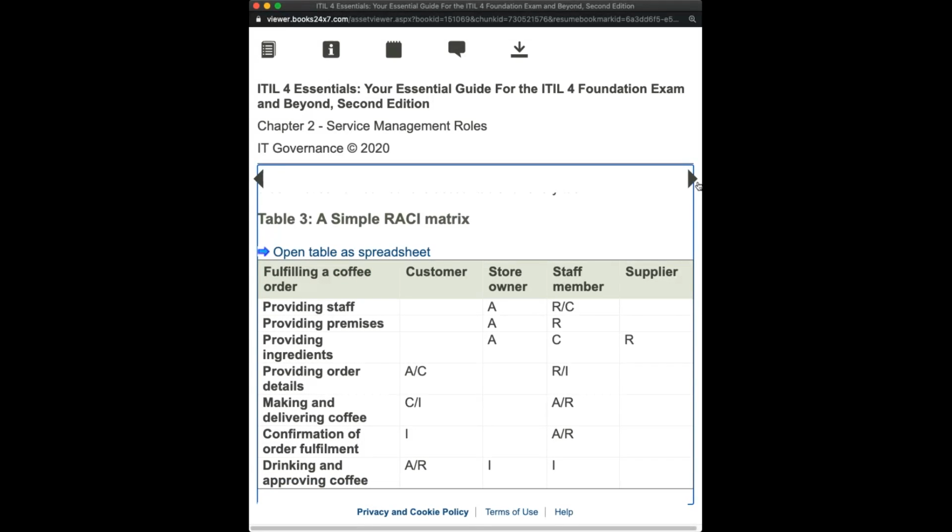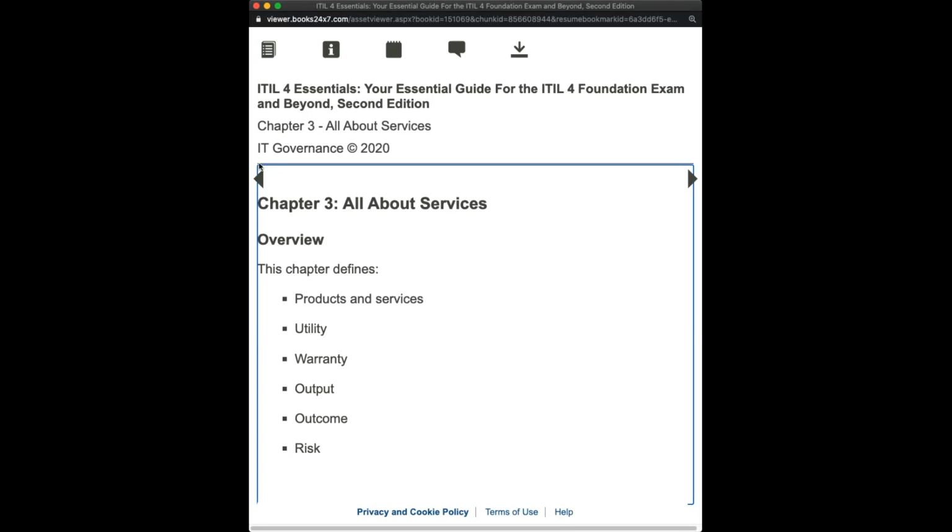So that should be it. Just a quick overview of the RACI model. And we're done with chapter 3.